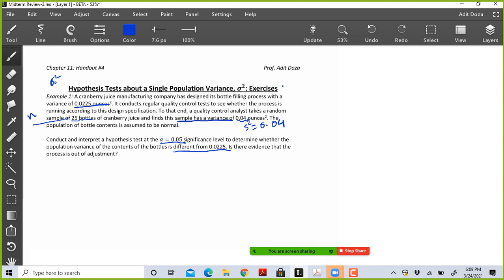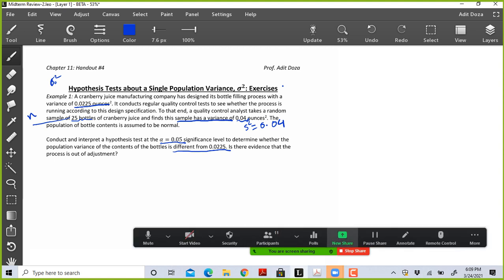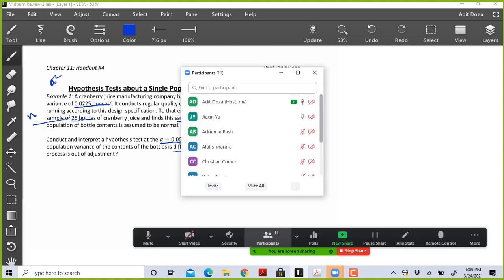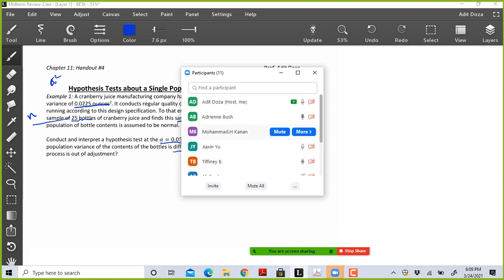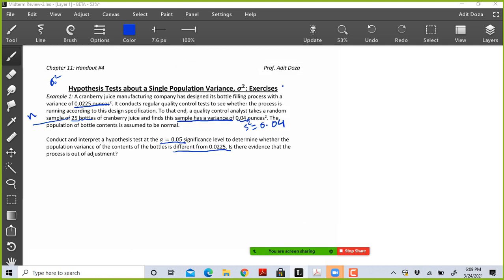So is it a lower tail, upper tail, or two tail? Anyone in the class? Two tail, good. So you guys have watched the lectures. So if it is a two tail, how do I set up the hypothesis test?